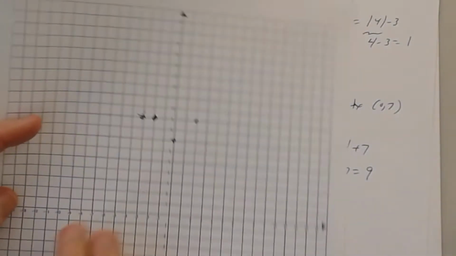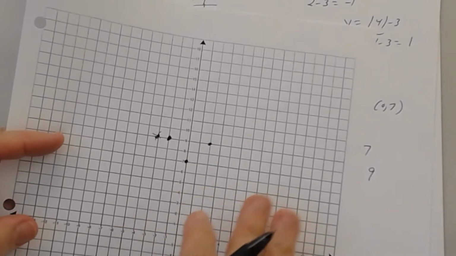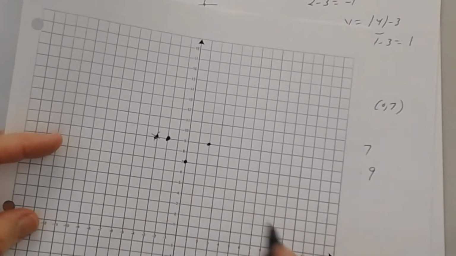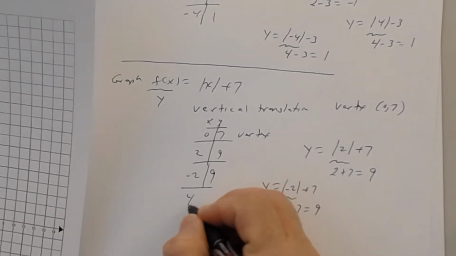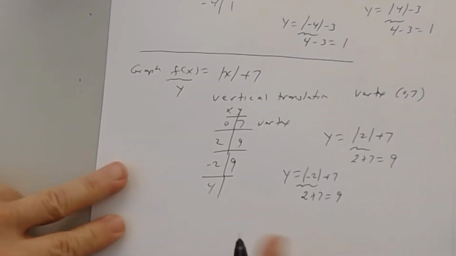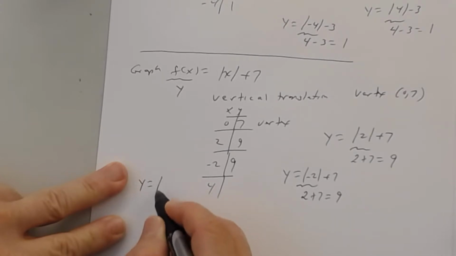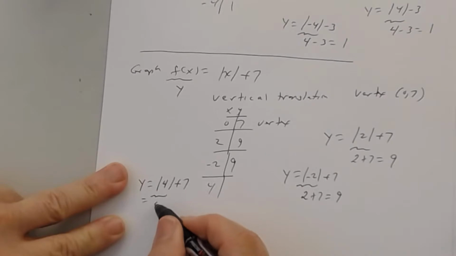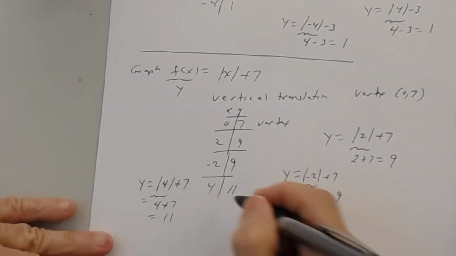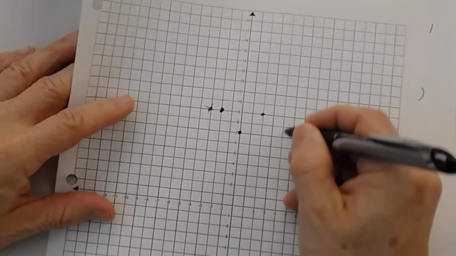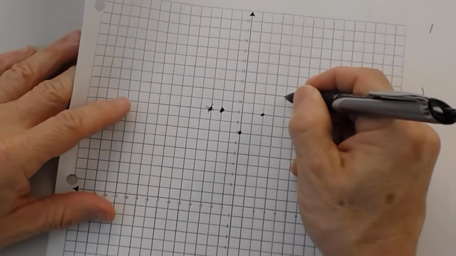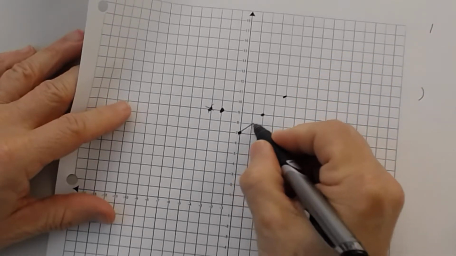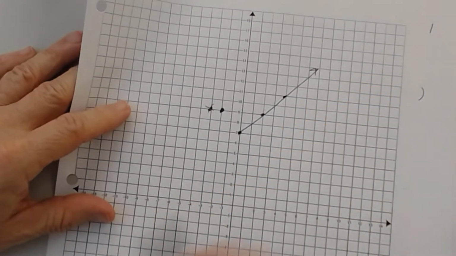All right, give me another x value to the right of the vertex, excuse me. 4. So if x is 4, I get y equals the absolute value of 4 plus 7. What's the absolute value of 4? And 4 plus 7 is 11. So I plot the point 4, 11, which is here. And so now I know this part of the graph looks like this. So remember, that's 4, 11.